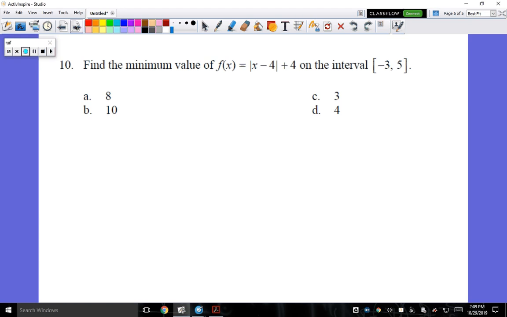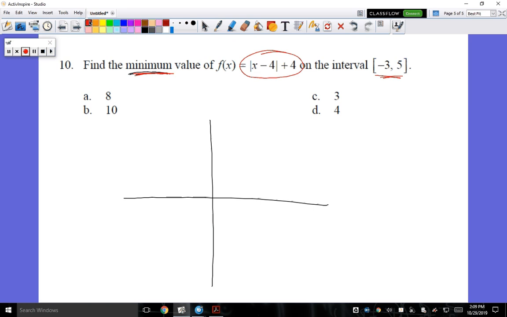Last question on this video. Find the minimum value of this graph right here on the interval from -3 to 5. So first of all, let's graph this. It looks like it was shifted 4 to the right and then 4 up. Okay, 4 to the right and then 4 up in, again, BCAD order. And it would look something like that. There were no reflections whatsoever.